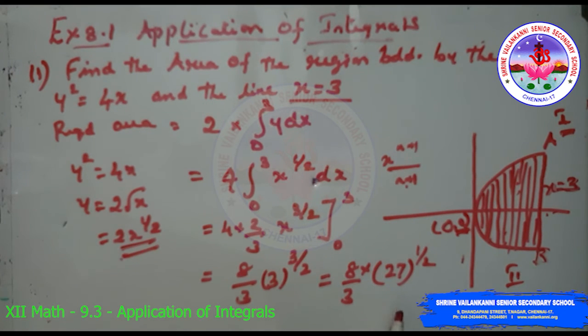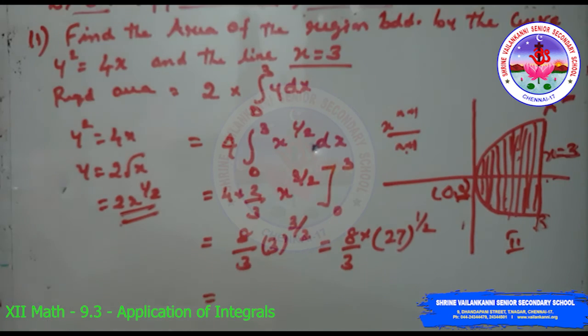So square root of 27 is 3 root 3. So which is equal to 8 by 3 into 3 root 3. So 3 and 3 will get cancelled. So required area is 8 root 3 square units.